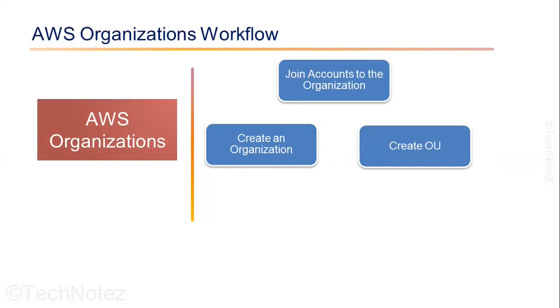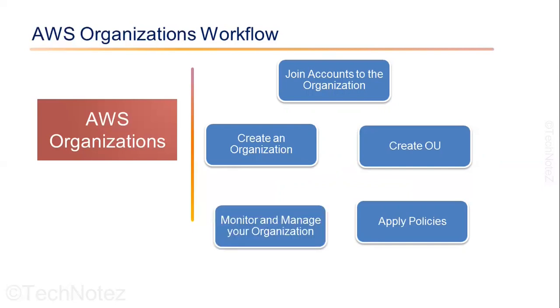Create OUs. You can create organizational units, or OUs, to group accounts together and apply SCPs or tag policies. Apply policies. You can create and apply SCPs and tag policies to OUs or accounts to govern access to AWS services and resources. Monitor and manage your organization. You can use AWS Organizations to monitor your organization's compliance with policies and manage your accounts centrally.